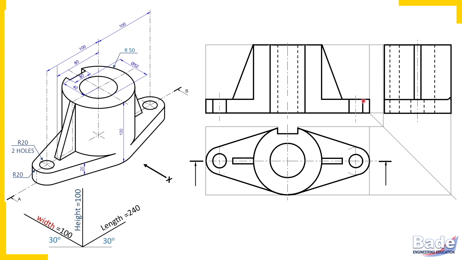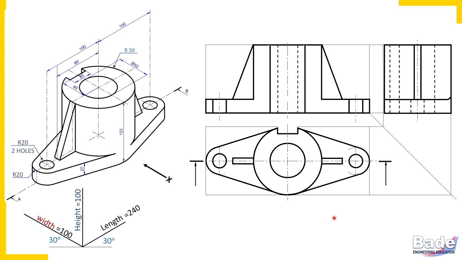Watch here, this small rectangle here is the inner surface of the hole. This is inner surface of the hole. And this rectangle, watch here, that is also inner surface of this bigger hole in the cylinder. Now one more important thing.